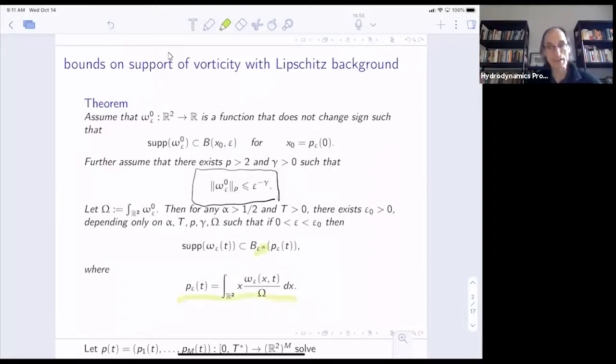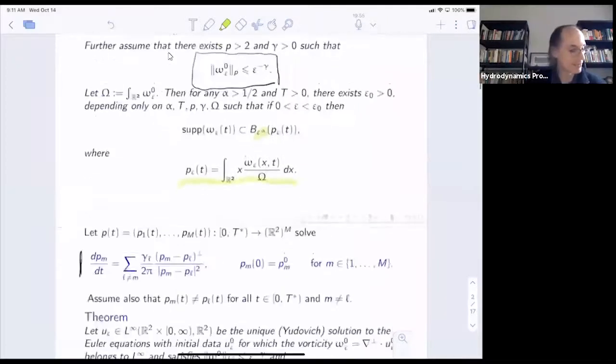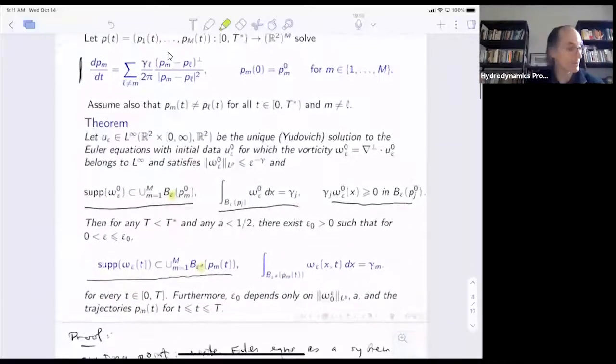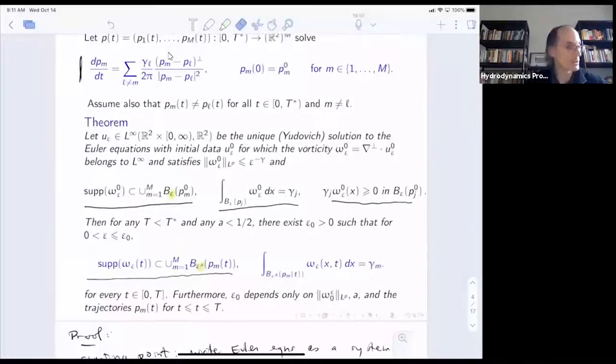Okay, and so with these ingredients, we'll finally prove the main theorem. We'll go back to the case of the whole Euler equations. And so here again is the main theorem, we have this system of ODEs, and we start with this concentrated data, and we want to show that the concentrated vorticity remains near the trajectories given by solving the ODEs.